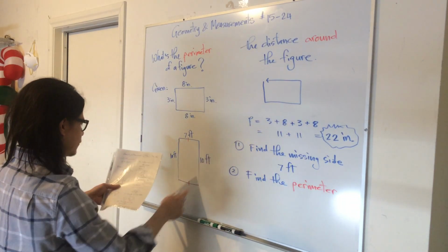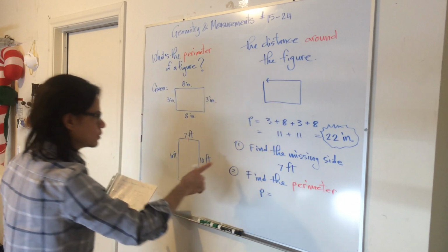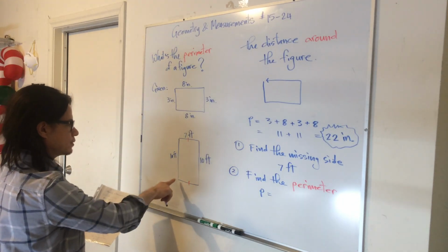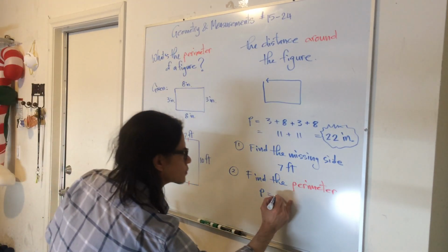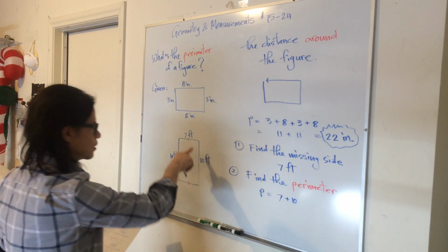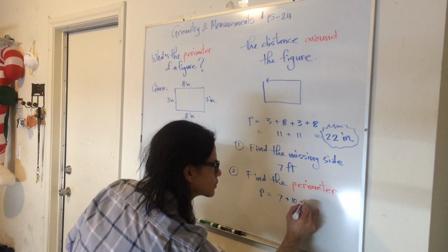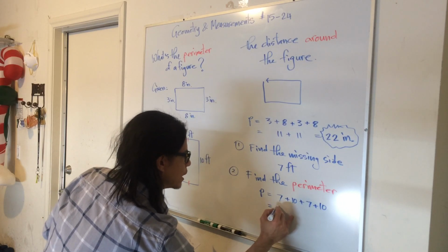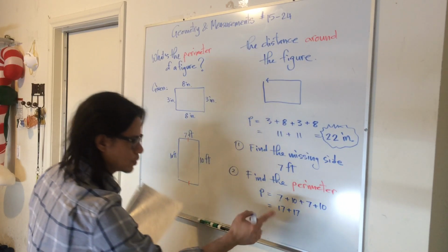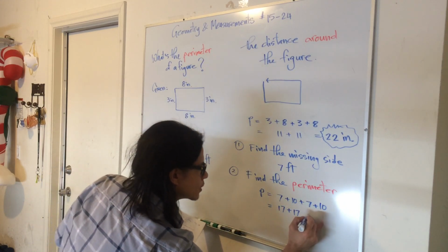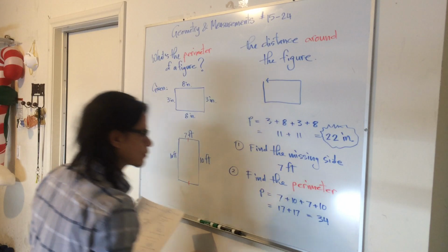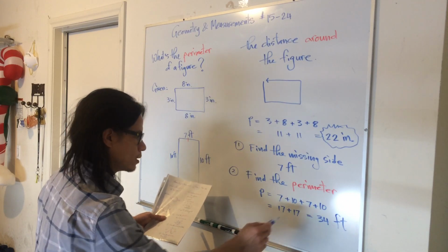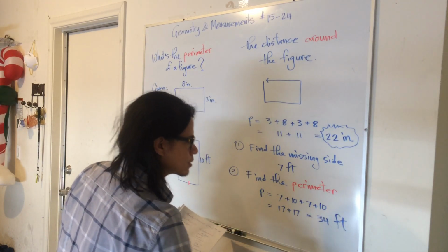Okay, so use the formula. Perimeter is equal to the distance around. So you can take 7 plus 10 plus 7 plus 10. So you have 17 plus 17, you can think of it that way. Equals 34. The unit is in feet, so that's what we'll leave it at. Okay? So, final answer, 34 feet.